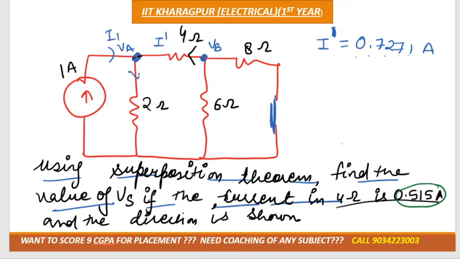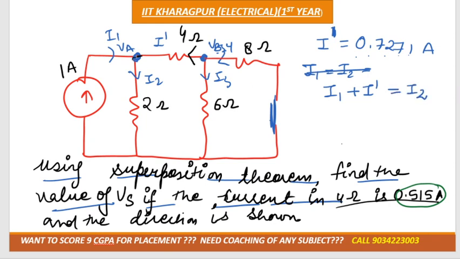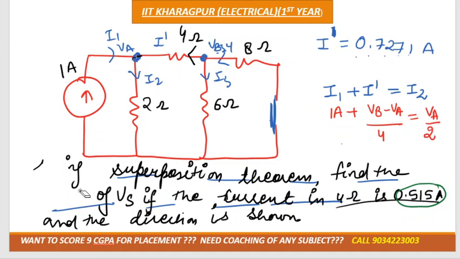Let us consider these as I1, I2, I3 and I4, right. So in this case, I1 and I dash are current moving in the same direction, and I2 is leaving. So I1 is directly given as 1 ampere, I dash is moving from, okay, so that would be VB minus VA divided by 4. I2 is VA divided by, correct. Similarly, we can solve it for the second mesh.